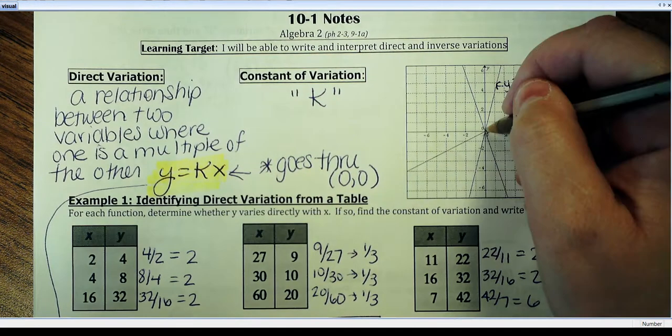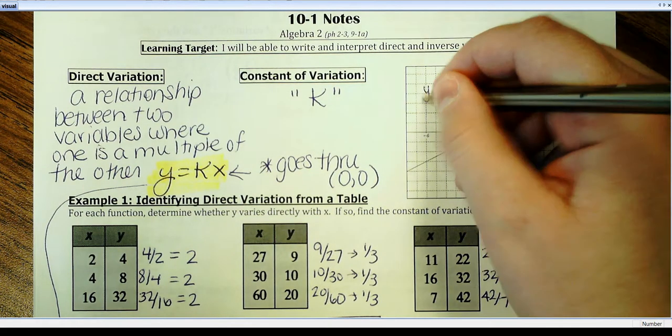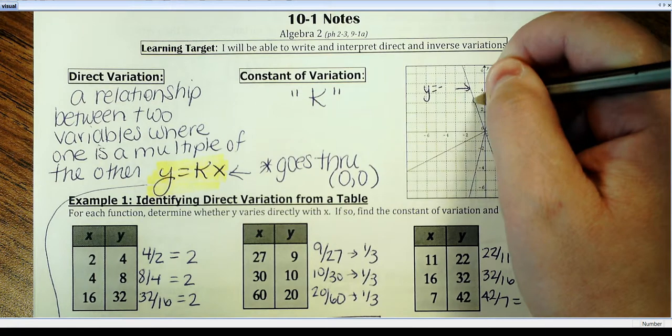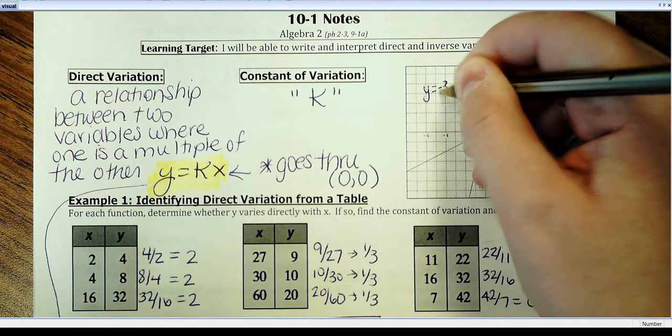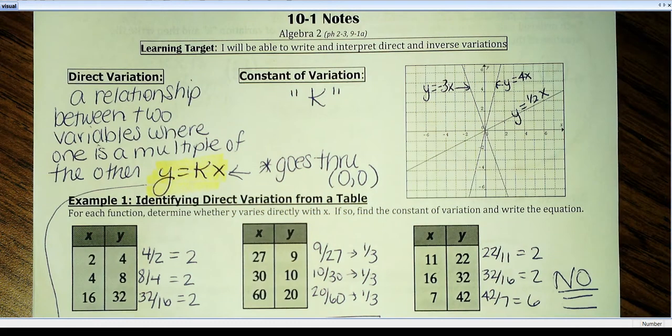And this one here, and you can have a negative k value, and that's what's going on with this line right here. This looks like we're going down 3 over 1, so negative 3x. So those are just some examples. The k value can be positive or negative, but it's what we call a direct relationship because y is going to be a multiple of x.